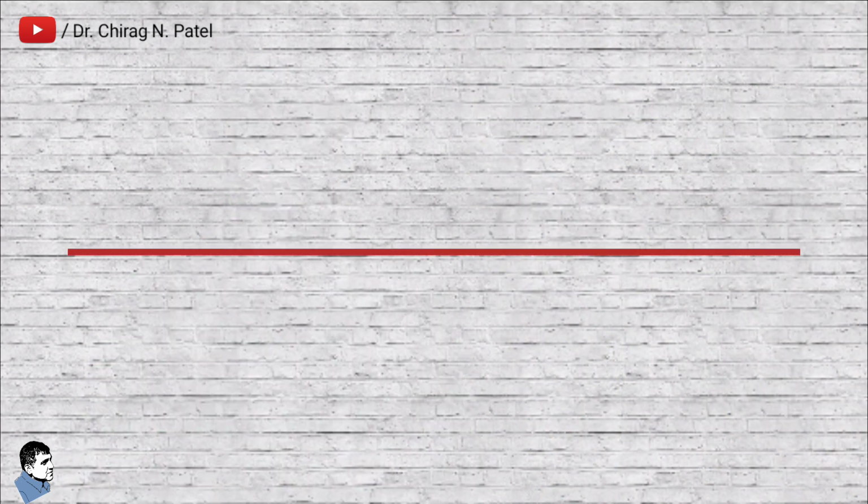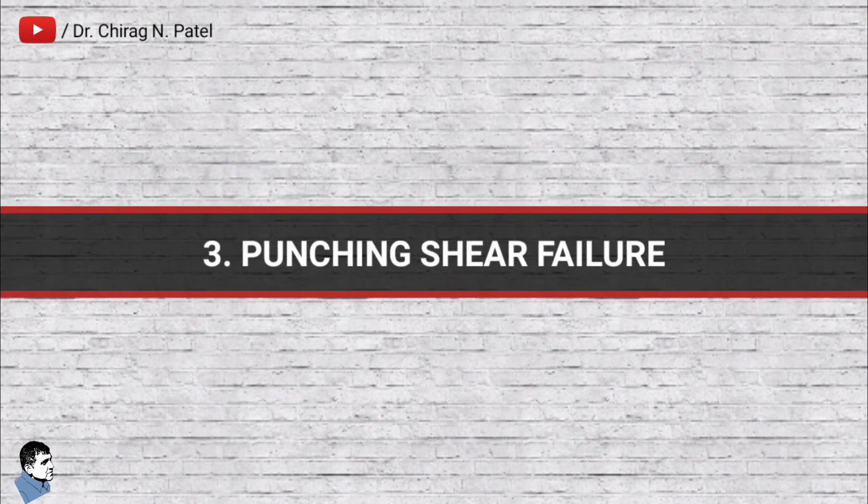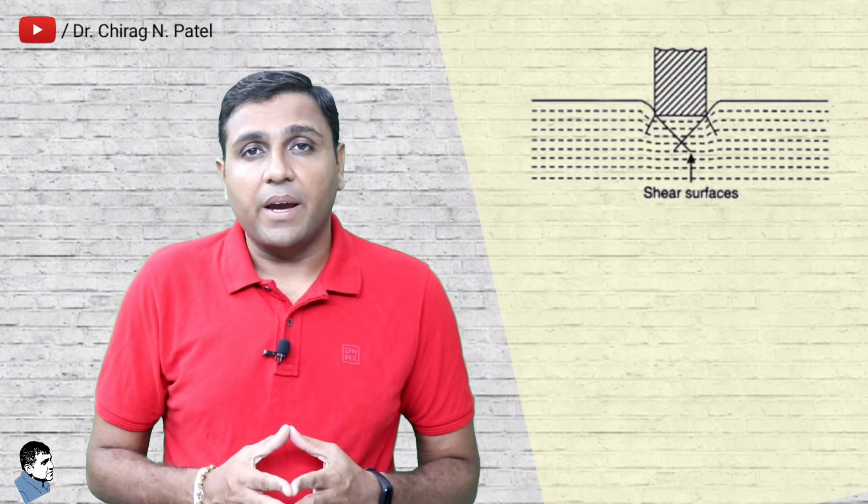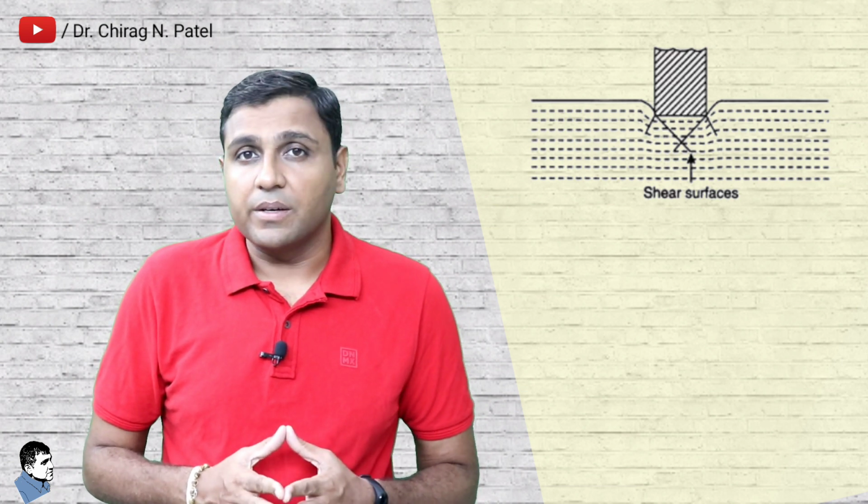The bearing pressure at which the first yield takes place is referred to as the first failure pressure or first failure load. Number three is punching shear failure. In this type, the failure pattern is not well defined. The ground surface may be dragged down. Thus, no bulging of the ground surface and no tilting of the footing occurs.